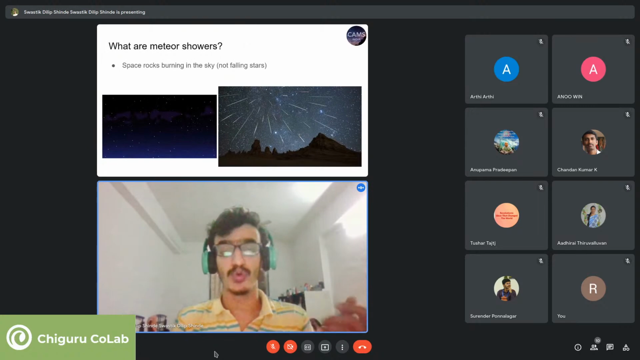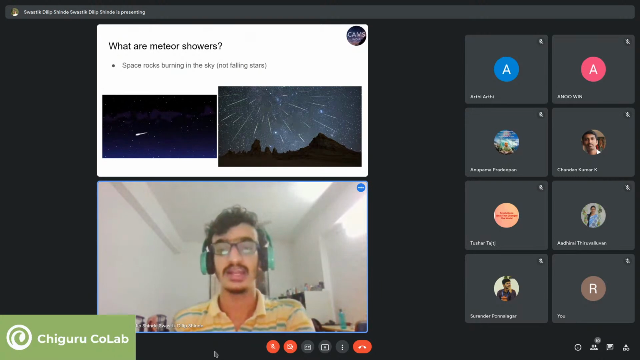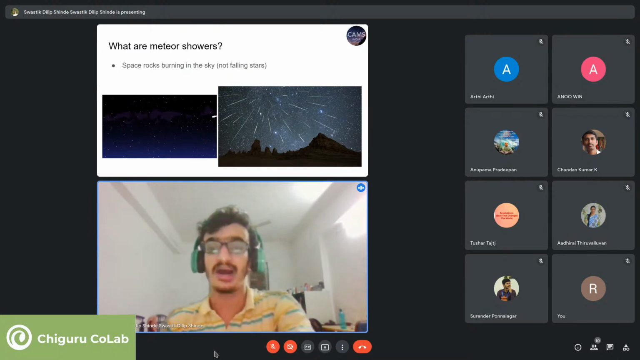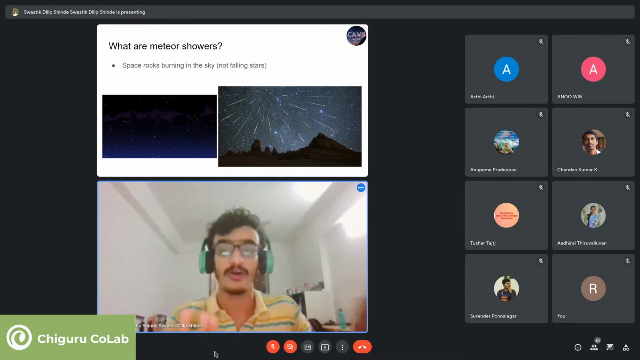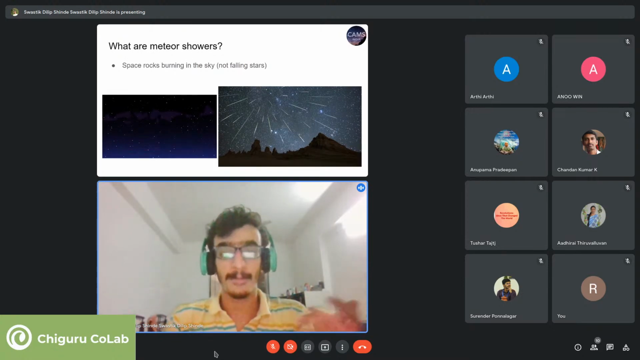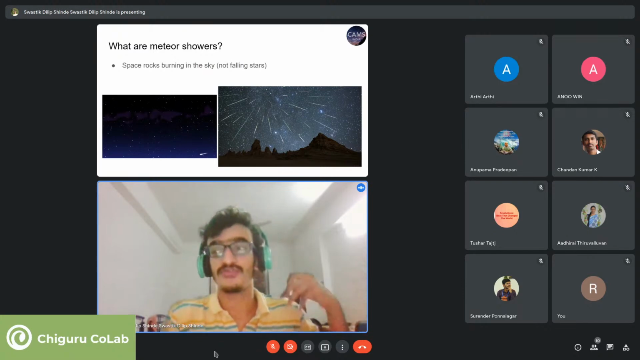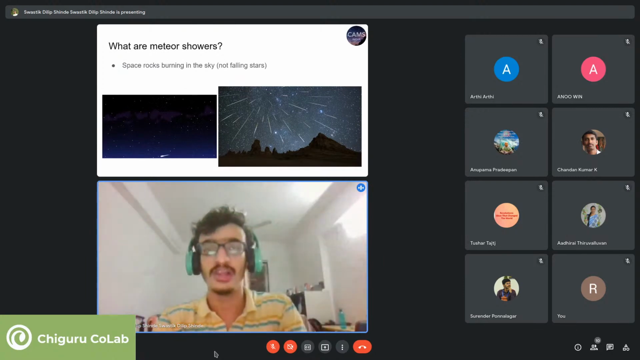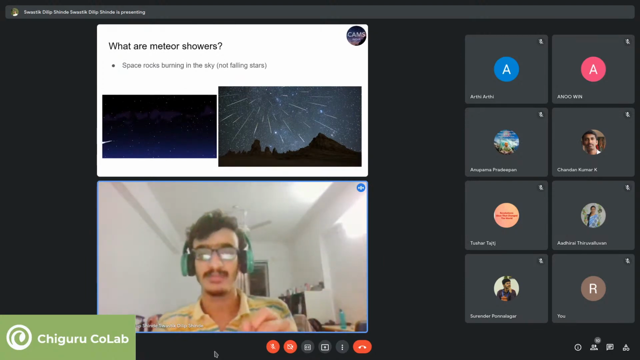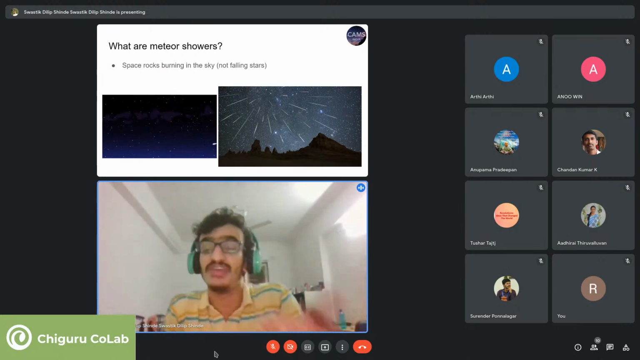You might have seen pictures like this, something that looks like a falling star. In this image, it looks like a star is breaking from its point and coming down. That's how the myth of the falling star came about, right? But this actually is not a falling star, it's something called a meteor. Stars are not something pasted on a wall which can fall down after some time because the glue got weak.